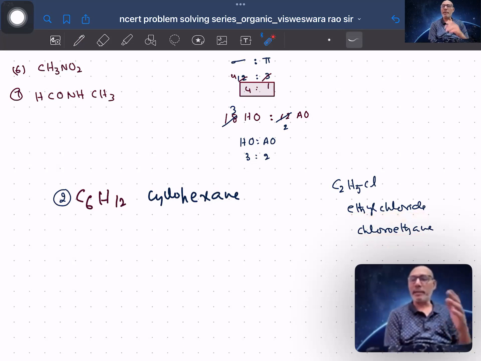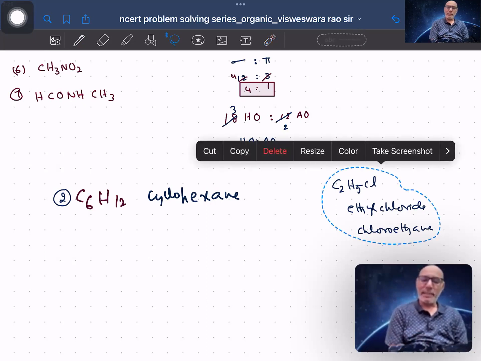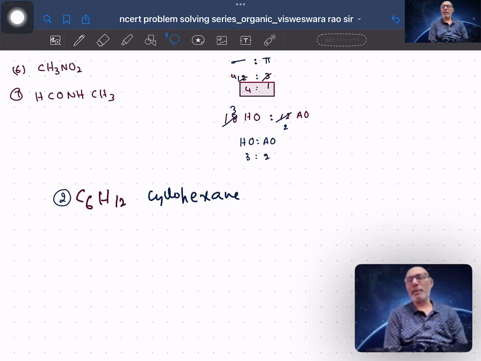If you are writing a competitive examination especially, you must have a clear-cut understanding of the IUPAC nomenclature. In this series, I will also discuss all the NCERT questions of the IUPAC nomenclature. Anyway, coming to the present example: counting the number of sigma and pi bonds and also hybridization.